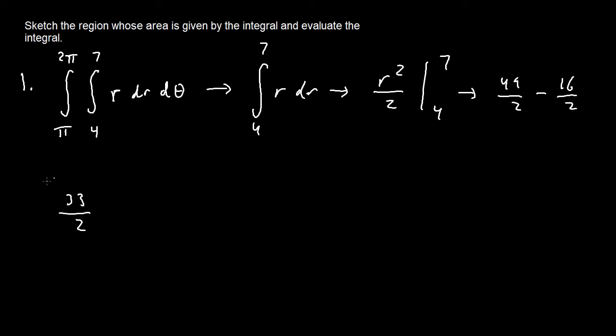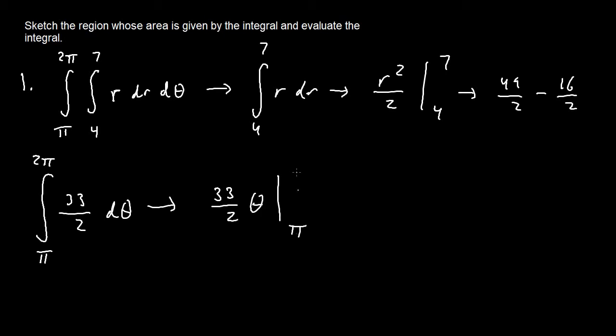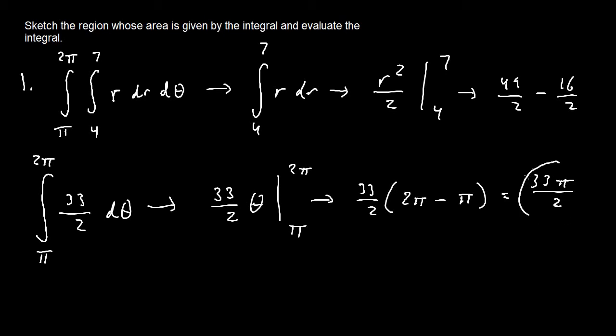So now I can go ahead and say the outer integral from pi to 2 pi of 33 over 2 d theta. So now we're going to integrate with respect to theta. So the integral of 33 over 2, since that's just a constant, is going to be 33 over 2 times theta. And so let's go ahead and integrate from pi to 2 pi. And so when I evaluate, we get 33 over 2 times, when I plug in 2 pi for theta, we'll get 2 pi, minus when I plug in pi for theta, we just get pi. 2 pi minus pi is just pi, and then pi times 33 over 2 will give us 33 pi over 2 as the final answer.